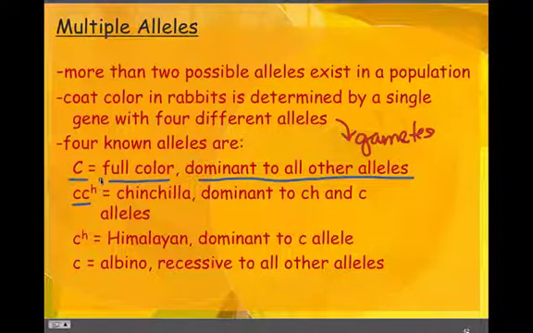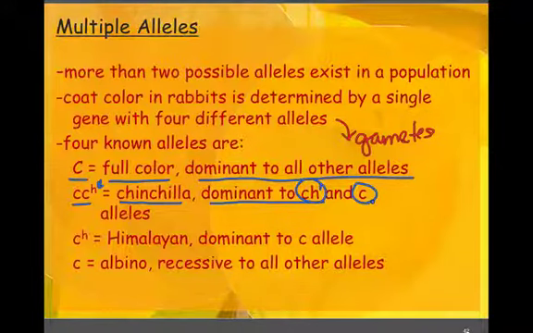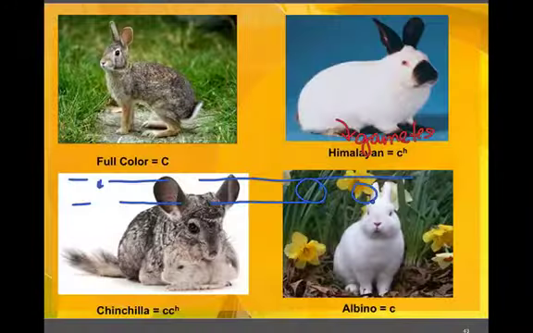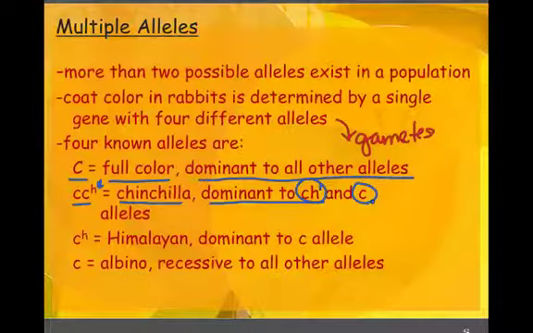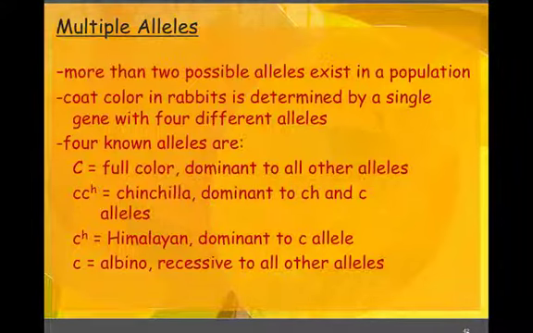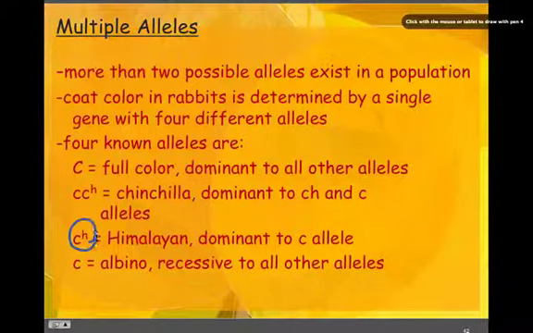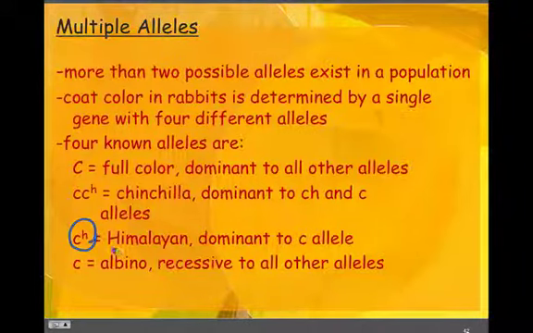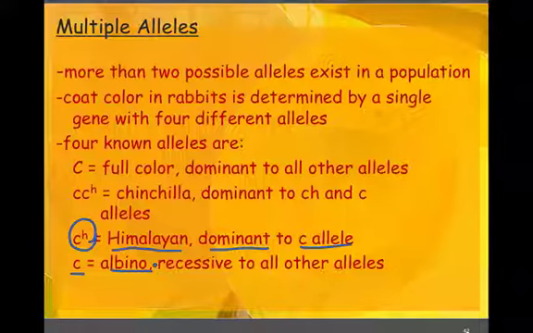Little c with a C that has a superscript is a chinchilla, and this is dominant to just this allele and the recessive allele. The letter C with the superscript H is for the Himalayan, which is dominant to just the little c allele, and the little c allele is then albino, which is recessive to all other alleles.